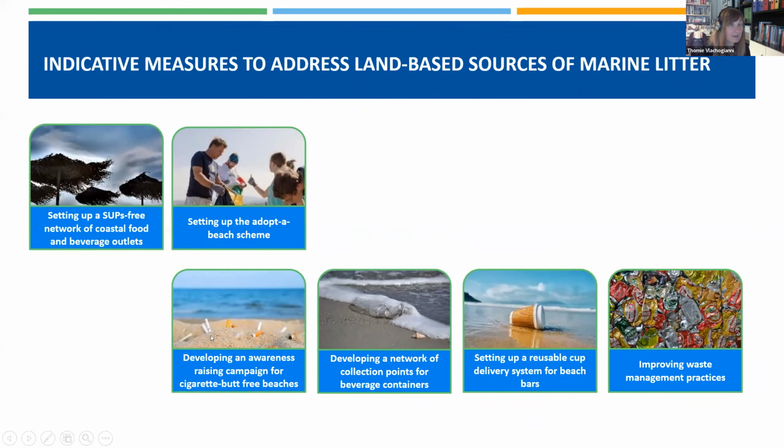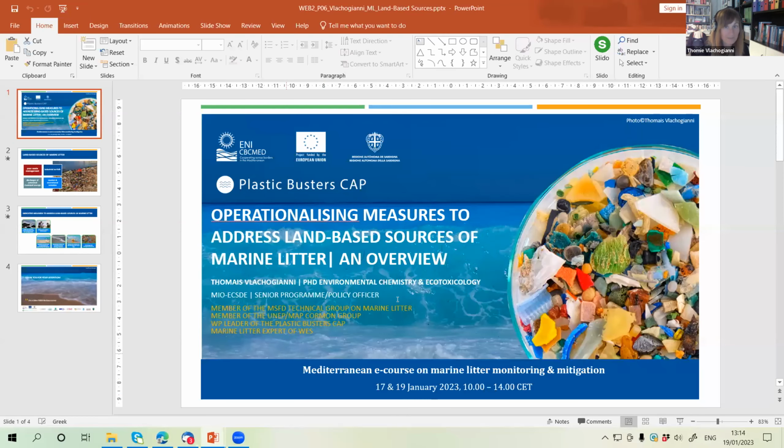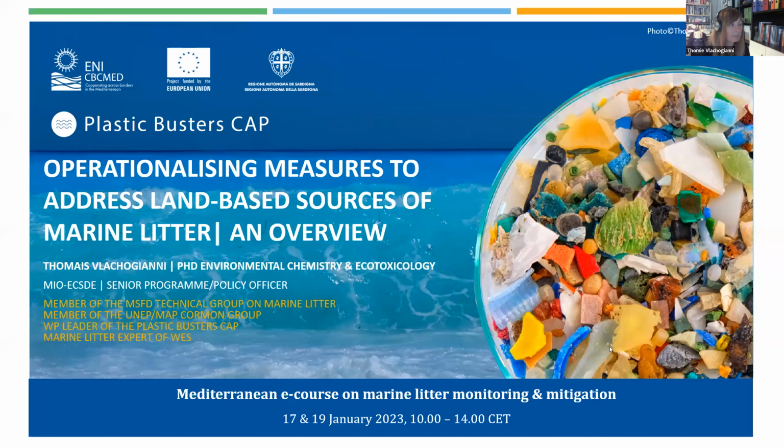Developing, in general, awareness-raising activities are key for sea-based and land-based sources of marine litter, and some of them can be more general on the topic of plastic pollution. Others can be more dedicated, as for example, having a dedicated campaign for cigarette butts on beaches. Also, other measures refer to improving waste management practices, setting a reusable cup delivery system for beach bars, and developing a network of collection points for food and beverage containers, which is something that we will be hearing later on from Gloria.